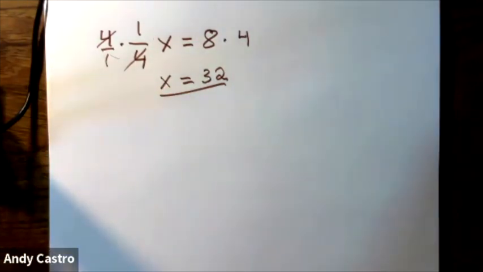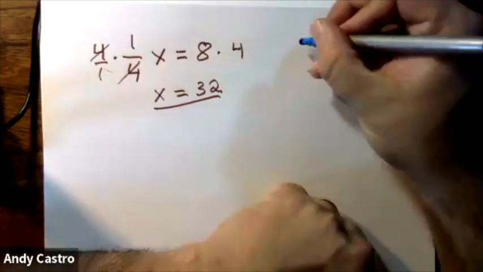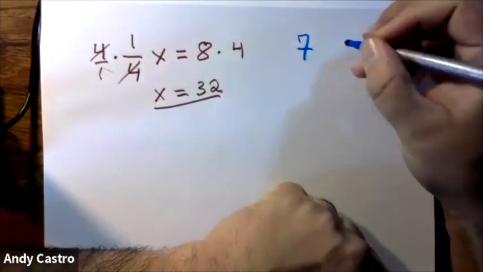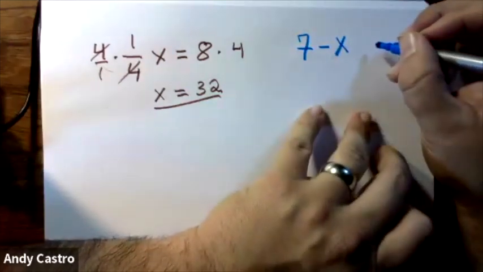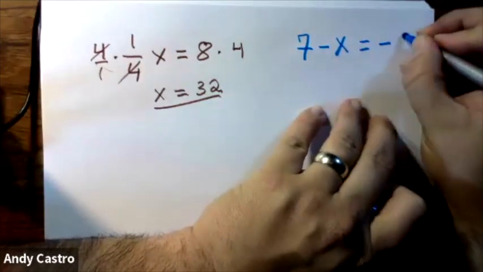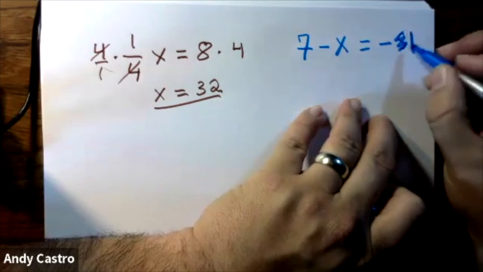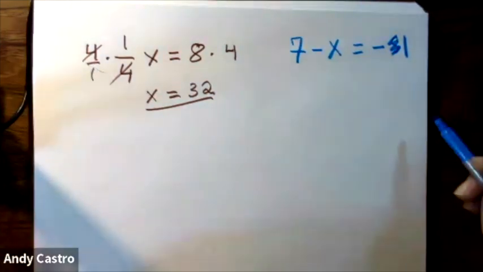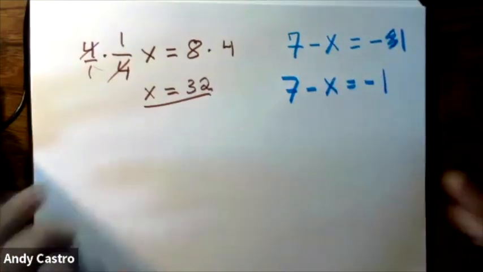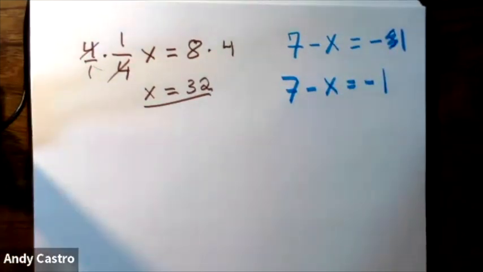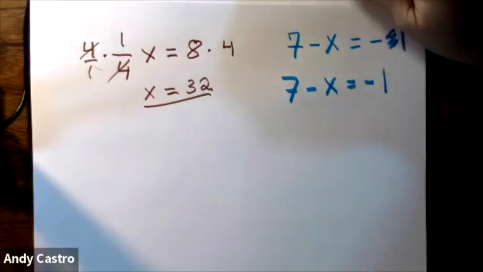All right, we're getting toward the end of our time, so let me give you a couple other practice problems here. 7 minus x is equal to -1. Oops, -1. 7 minus x is equal to -1. What is x? Go ahead and message me when you have the answer.